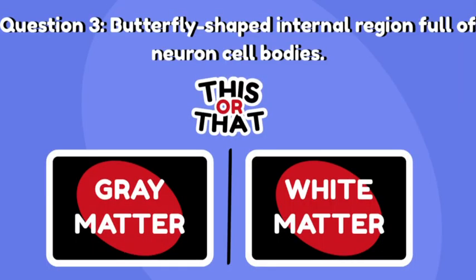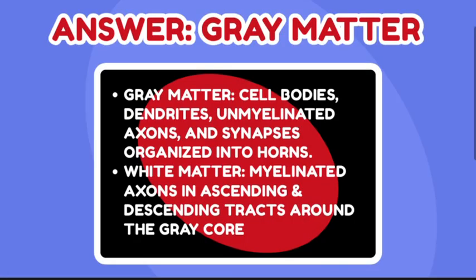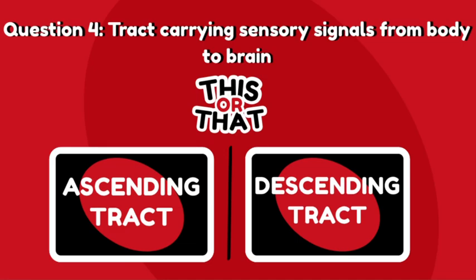Round 3. This or that. You're viewing a butterfly-shaped region packed with neuron cell bodies in the spinal cord center. Gray matter or white matter? That's gray matter. The amount of cell bodies is what makes it look gray. Exactly.